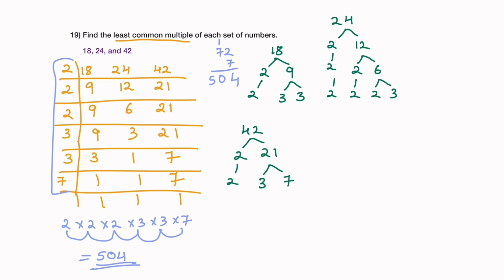So we have done for all the numbers. Now let's write it down. 18 equals to 2 times 3 times 3.